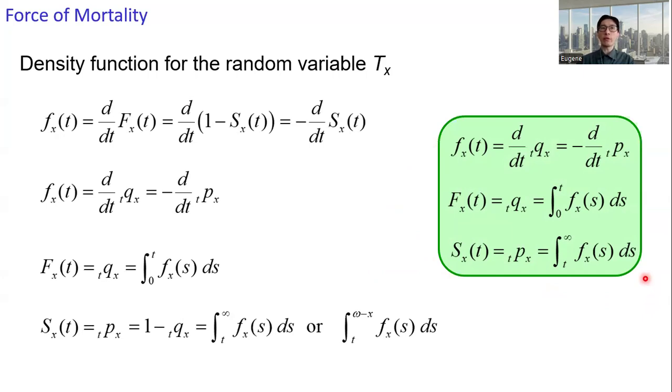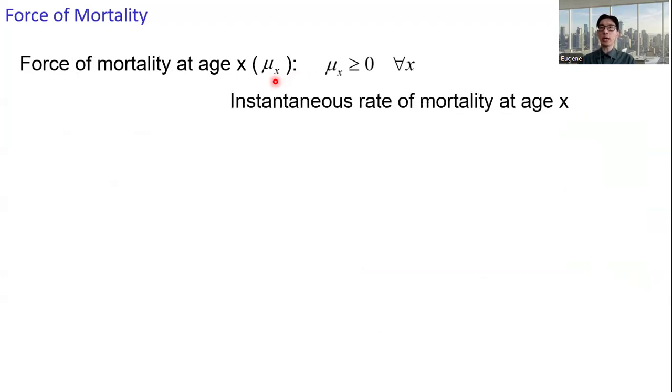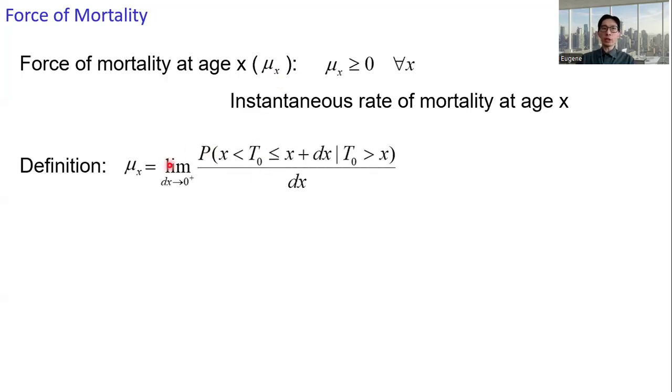Now we get to the force of mortality. The notation for the force of mortality at age x is denoted mu sub x. The force of mortality is greater than or equal to 0 for all x, and this measures the instantaneous rate of mortality at age x. And this is the definition for the force of mortality. This can also be regarded as the probability of death within a short period of time when the individual has already survived to age x.